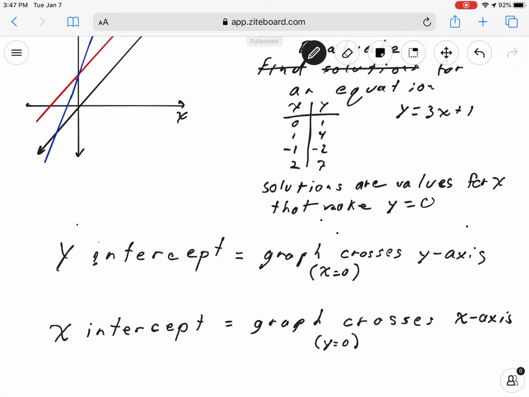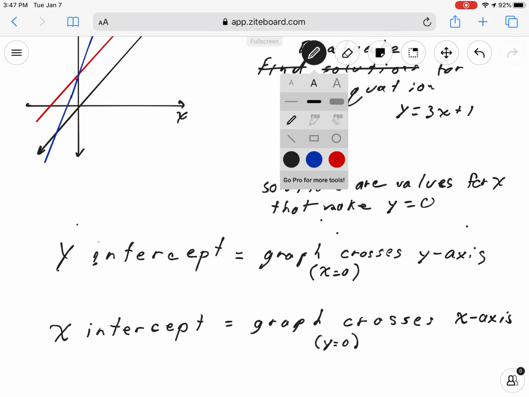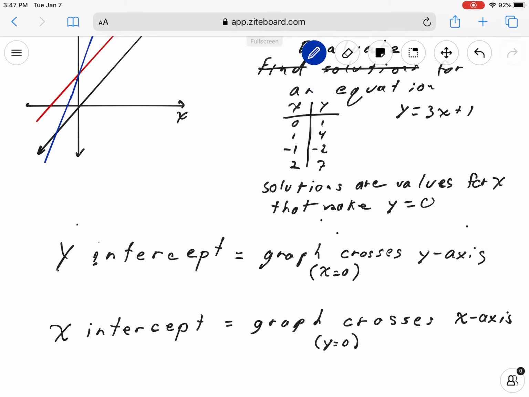So let me give a couple quick examples here. Go back to blue. So if I have y equals 4x minus 2, I put in 0 for x, and I get that y is equal to -2. That is my y-intercept.